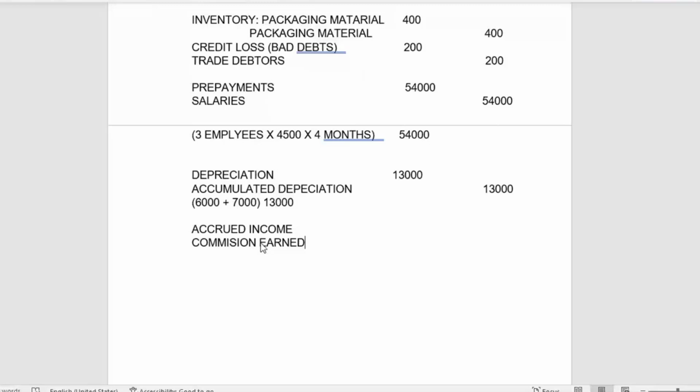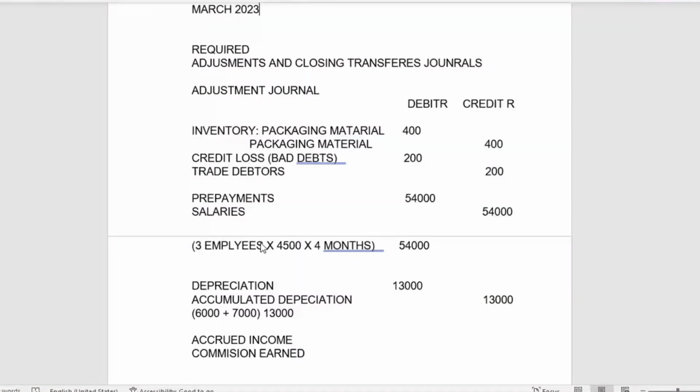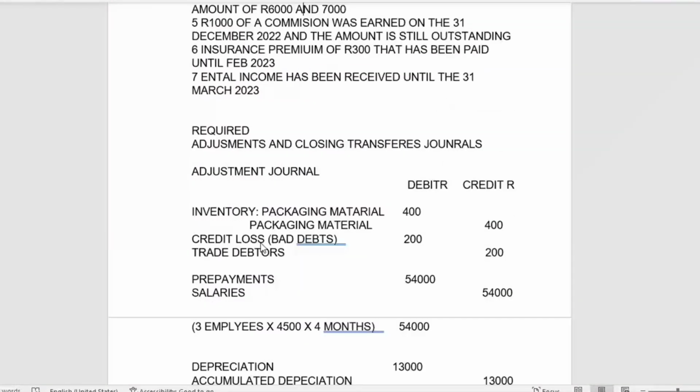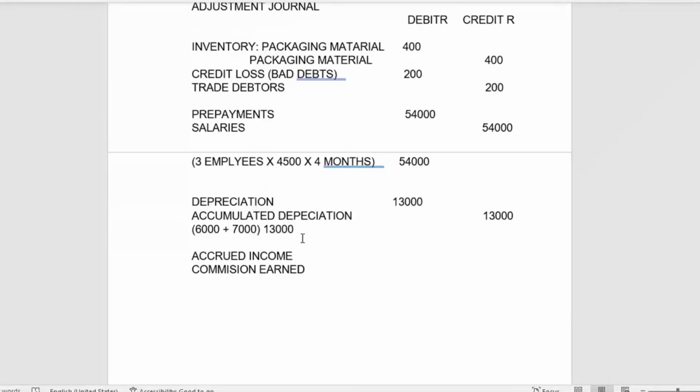How much is the amount due? It's 1,000. Okay, and then are you following, my dear? Yes, I'm following. Are you following, Anzani? It's 1,000. Okay, there we go. Let's have a look at transaction 6.